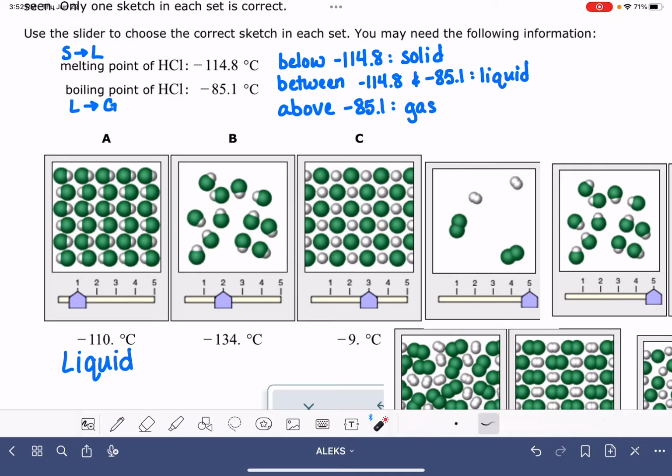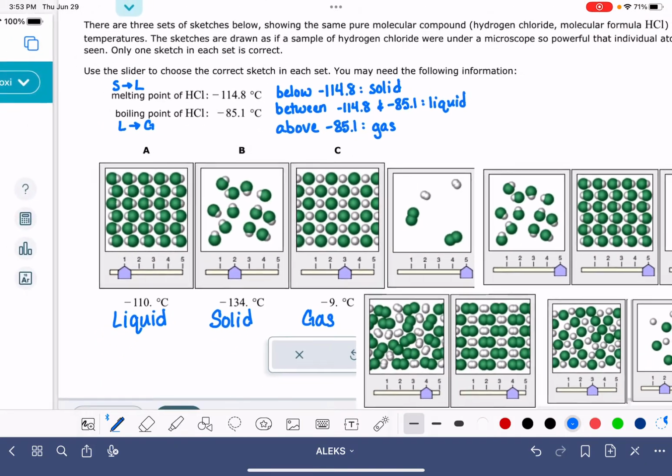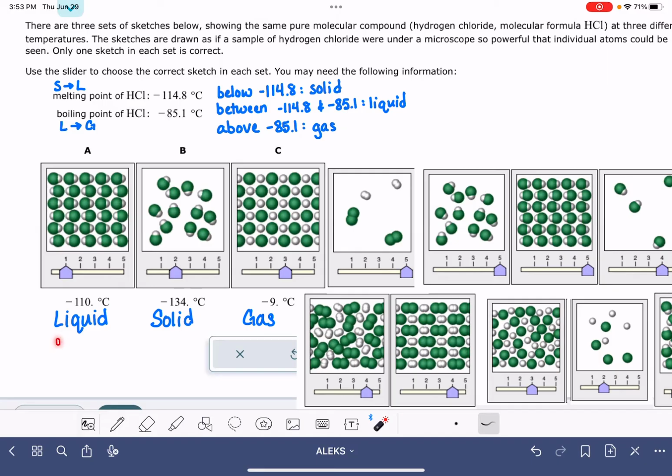We're going to need to find the picture that corresponds to a liquid. These numbers are kind of hard to work with because they're all negatives, and that makes it a little confusing. Negative 134. Negative 134 is colder than negative 114, and so at that temperature, this is going to be a solid. And then last but not least, we have negative 9, which is warmer than negative 85. So at this temperature, it's going to be a gas. And I think it's pretty reasonable to assume that you're going to get one of each. You're going to get a liquid, a solid, and a gas.